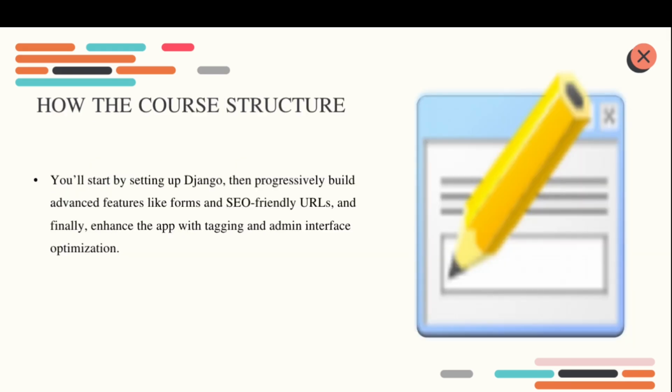This course is structured into 3 key sections. First, you will set up Django and introduce core concepts. Then we'll move into advanced features like SEO-friendly URLs, forms, and more. Finally, we will enhance the app with features like tagging and optimizing the Django admin interface. Step by step, you will progress from beginner to advanced skills.